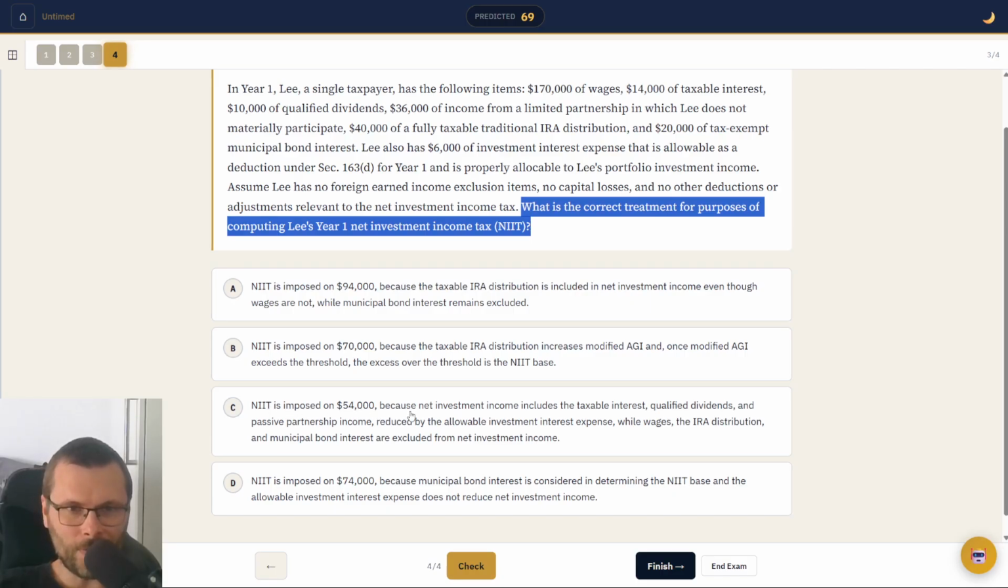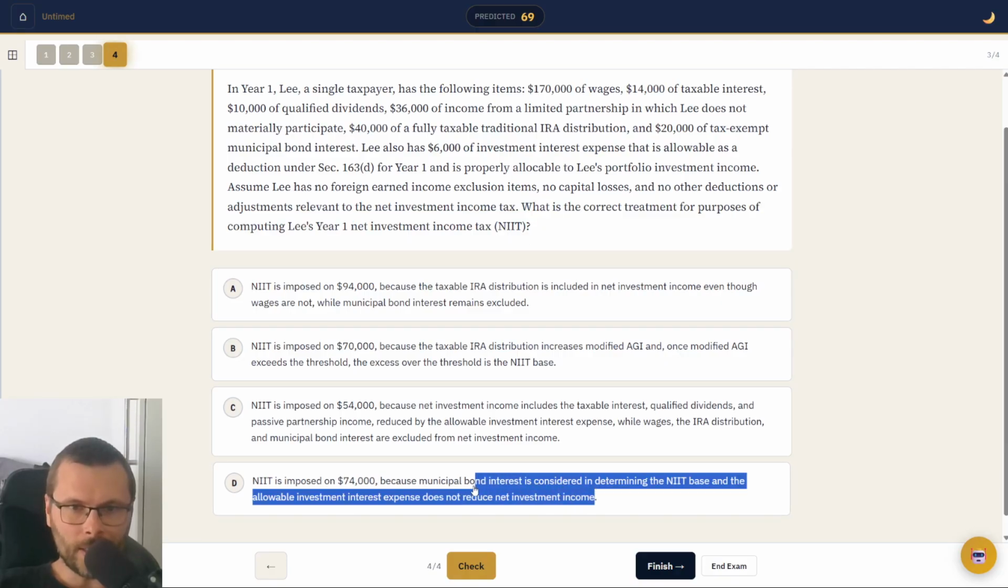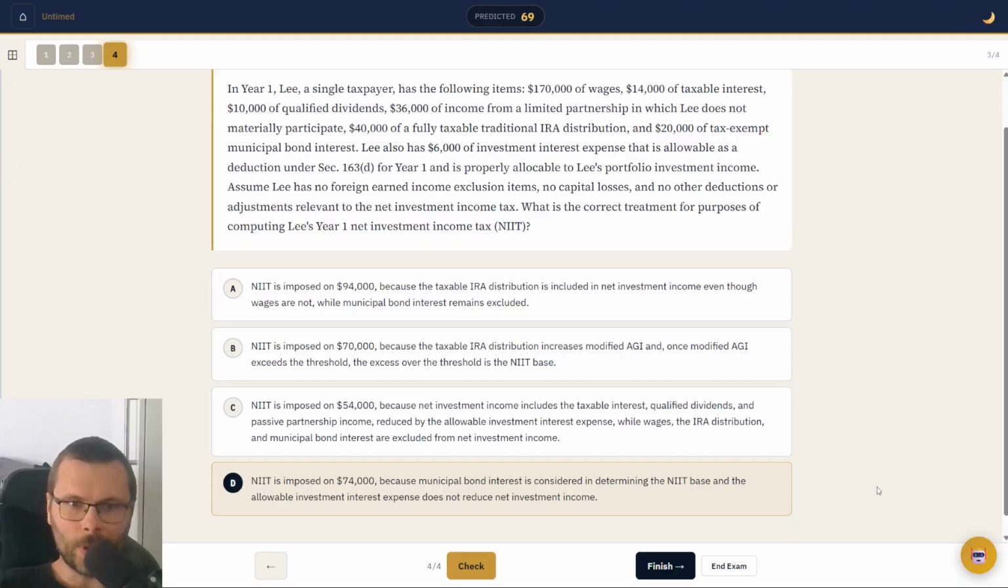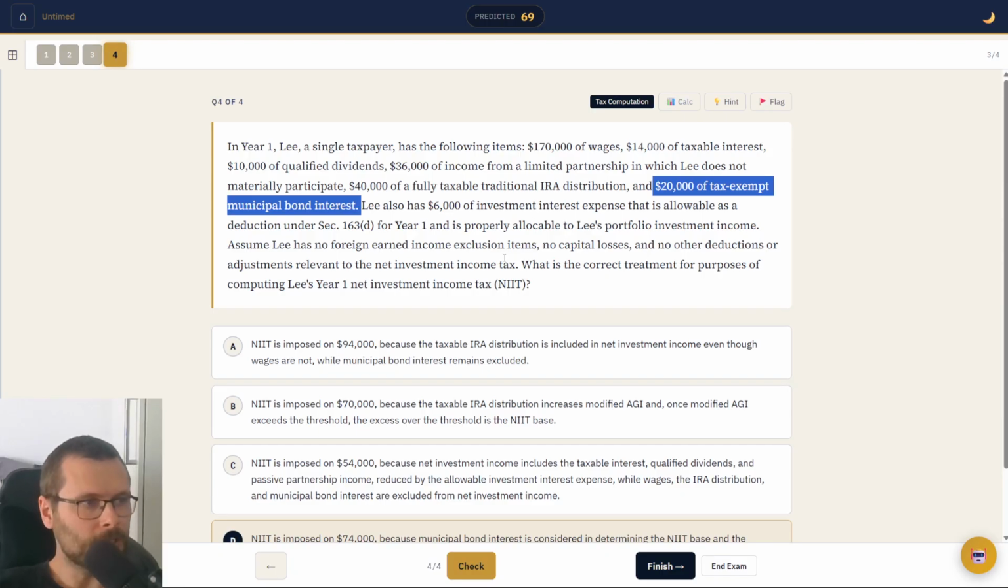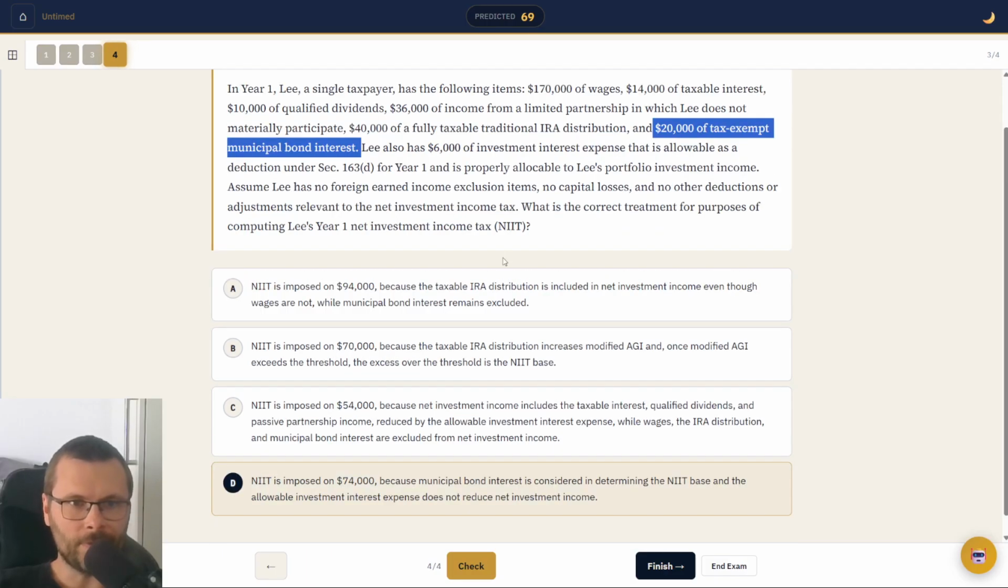C, NIIT is imposed on 54K because net investment income includes taxable interest, qualified dividends, passive partnership income, reduced by allowable investment income. Okay, a lot of stuff here. I can't cross off C. I might actually have to do some calculations on this one. D, NIIT is imposed on 74K because municipal bond interest is included. Now, municipal bond interest is usually exempt. Let's see up here. Yeah, it's 20K of tax exempt municipal bond interest. Exempt means exempt. Cross off D.